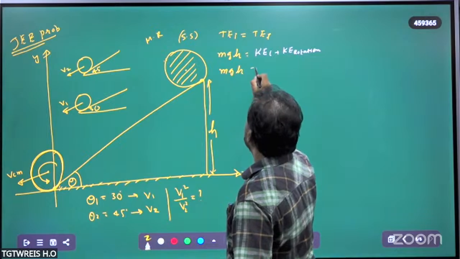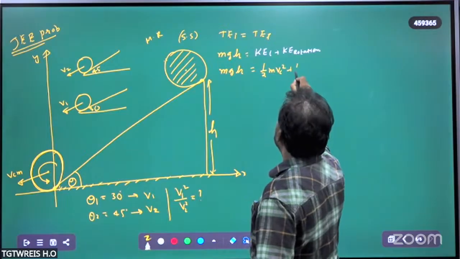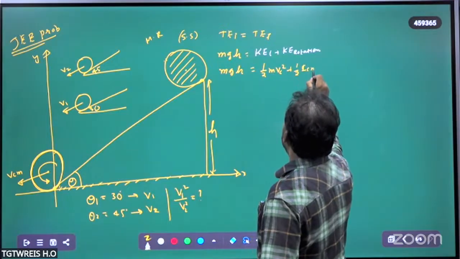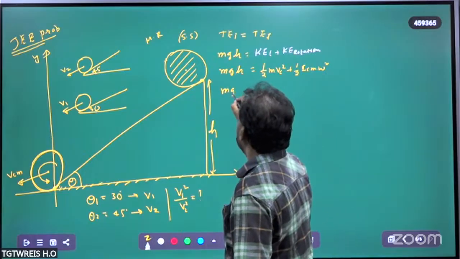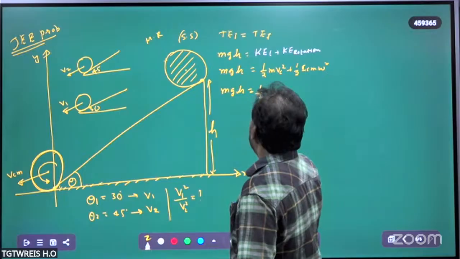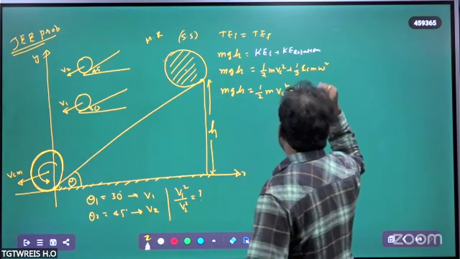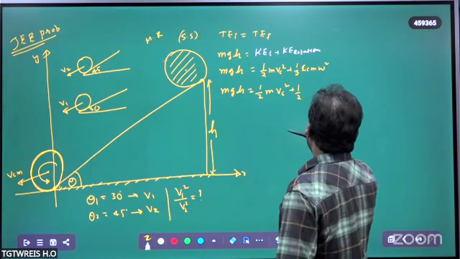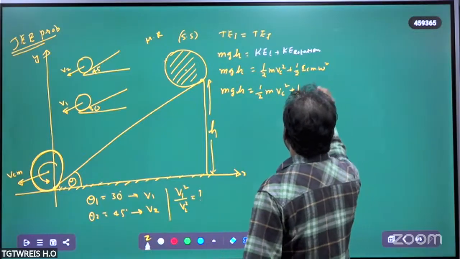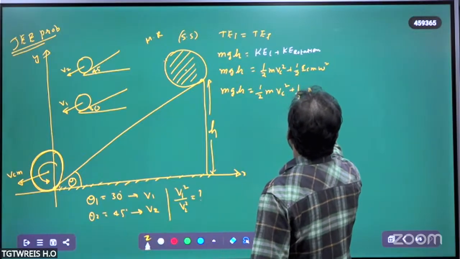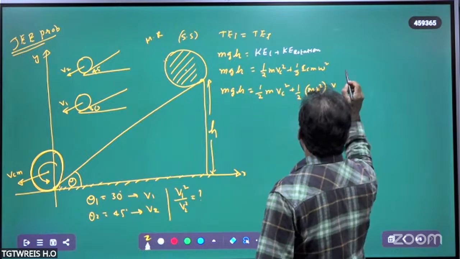mgh is equal to half m vc square plus half ICM into omega square, already known. That is, mgh is equal to what do we get? mgh is equal to half m vc square plus half ICM square, meaning what is ICM square? About this point of contact, what is ICM? ICM is equal to mk square, mk square into v, r square by omega square.